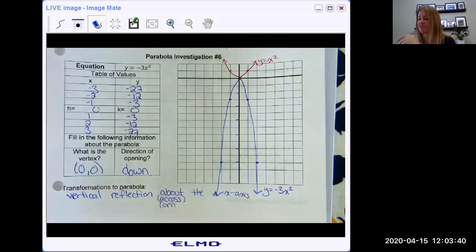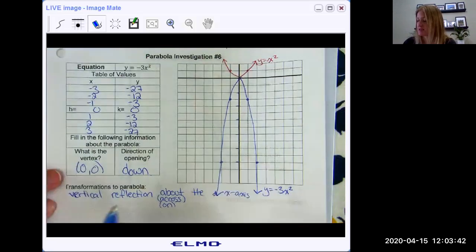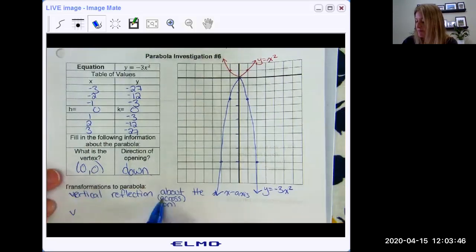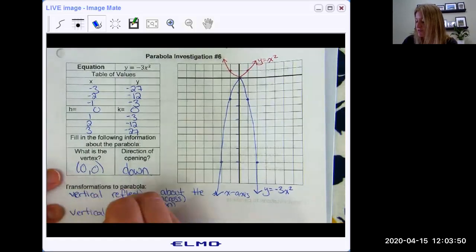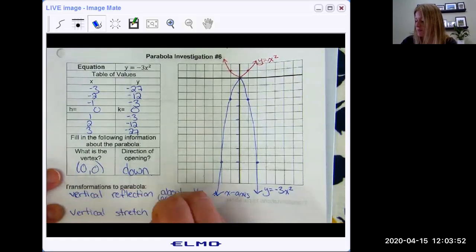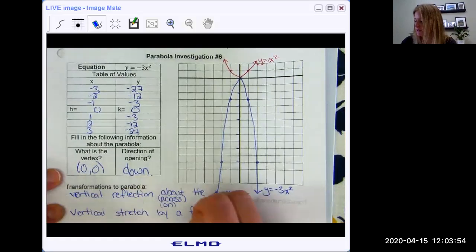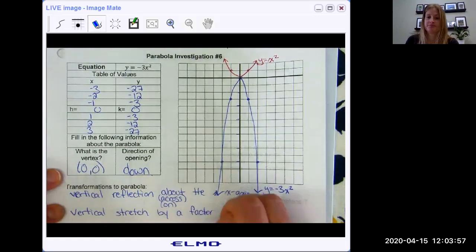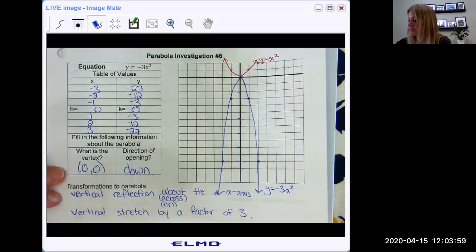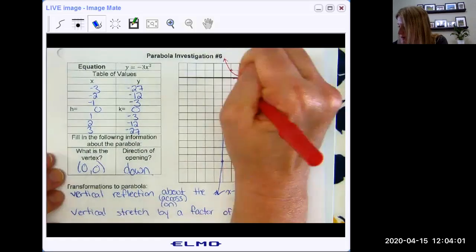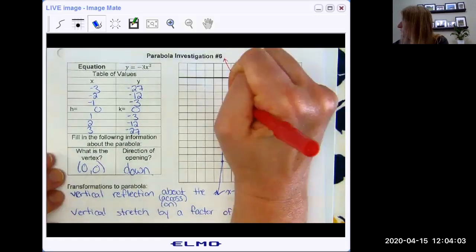And Anna, nice job, vertical stretch. Now we're going to ignore the sign here because the sign tells us about the reflection. But I love that you said vertical stretch by a factor of 3. Good use of terminology. And if we look at our step pattern, that's over 1, down 3.